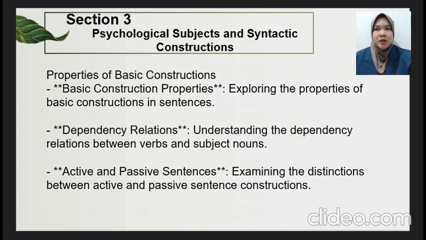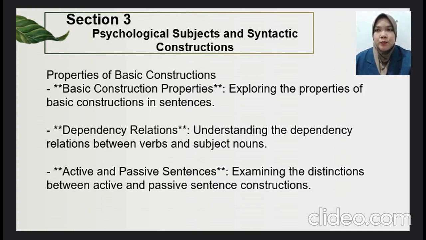Psychological subject and syntactic construction. Number 1. Basic construction properties is exploring the properties of basic construction in a sentence. Example, in the sentence, "she read a book," the basic construction includes the subject she, the verb read, and the direct object a book.